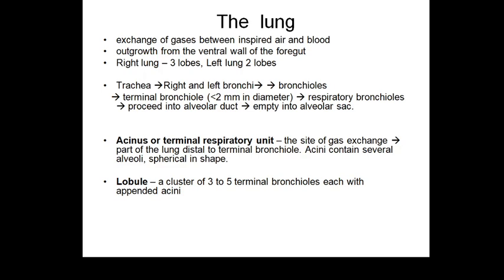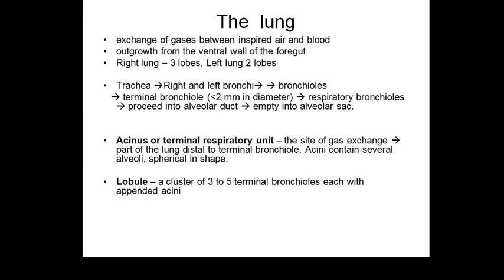Now the main right and left bronchi branch dichotomously, giving rise to progressively smaller airways. This progressive branching of the bronchi ultimately forms the bronchioles, which are differentiated from the bronchi by the lack of cartilage and submucosal glands within their walls. Further branching of these bronchioles gives rise to terminal bronchioles, which are less than 2 mm in diameter. Now the part of the lung distal to the terminal bronchiole is called the acinus.